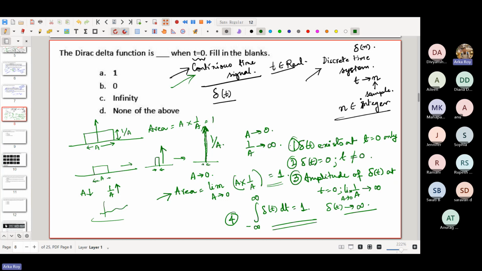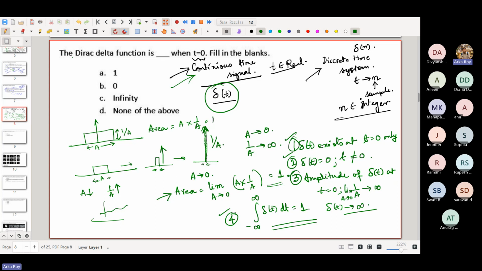So these four properties are what a time domain delta function has. A time domain delta function is never equal to 1 at t equals 0. This particular mistake, every student I have seen makes it. These four properties you have in the case of a time domain delta signal, or the Dirac delta.